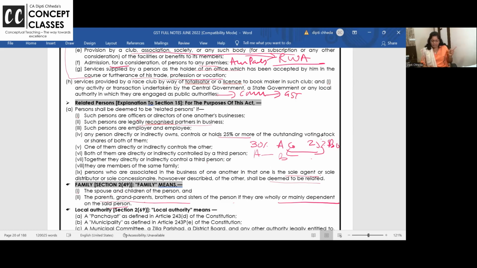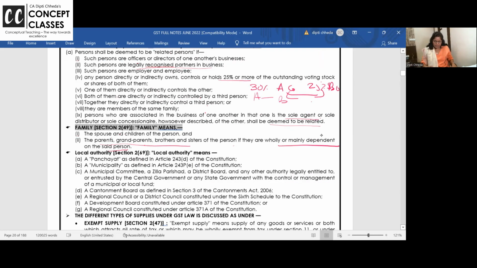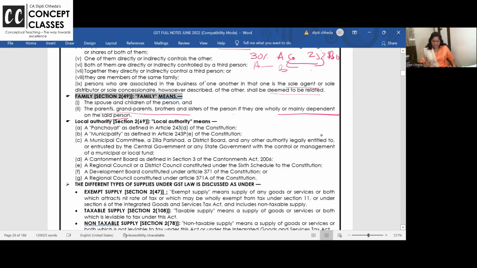Related persons are officers or directors. They are partners, employer-employee. They commonly hold more than 25%. One person controls another. Both control a third person. A third person controls both. They are members of the same family, or in a sole agent-principal relationship. Yes. The next definition is local authority.